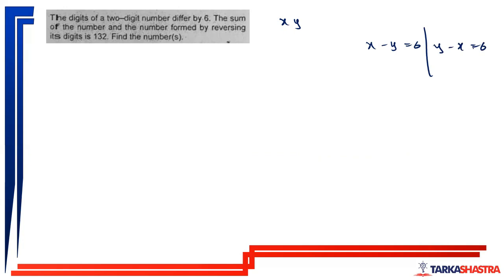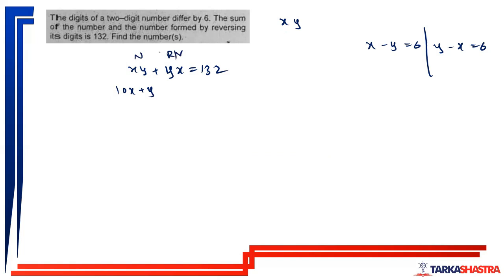The sum of the number and the number formed by reversing the digits is 132. Okay? Now the number is 10x plus y, and this is the reverse of the number. The sum of the number and the number formed by reversing the digits is 132.